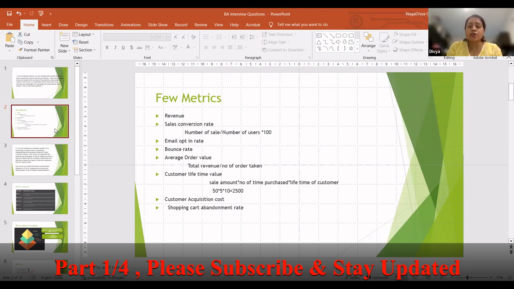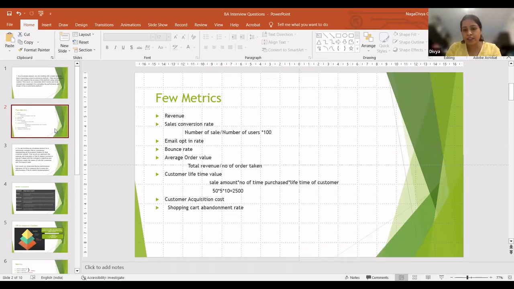The next one is shopping cart abandonment rate. Shopping cart abandonment rate is nothing but when the customers visit your website and do shopping, add items to the cart and then leave without making any payments. What is that rate? How many customers have visited your website, and how many out of them have just left? What percentage? Suppose 100 customers have visited your website, and out of that 10 customers left after adding items to the cart. It means that your abandonment rate is 10%.